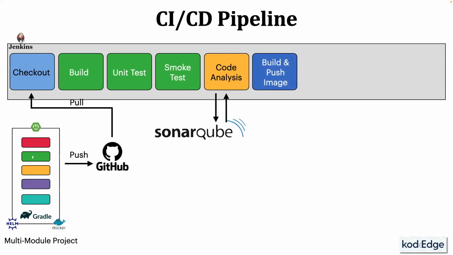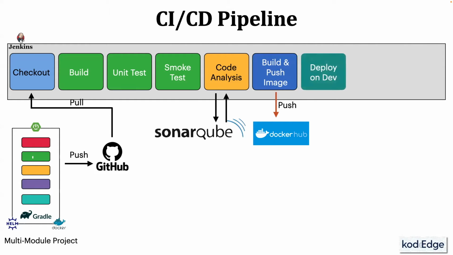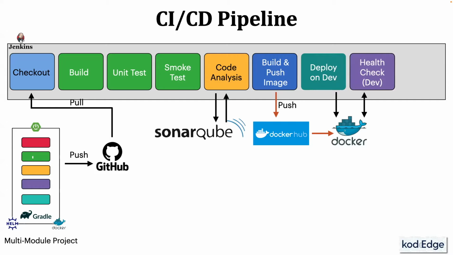Following this, the build and push image stage will create a Docker image of our application and push it into Docker Hub. The next stage will be deploy to dev, where we will deploy our application to the Docker environment for development purposes. During deployment, Docker will pull the image from Docker Hub that we pushed in the previous stage. The health stage verifies the health of our application once it is deployed in the development environment.